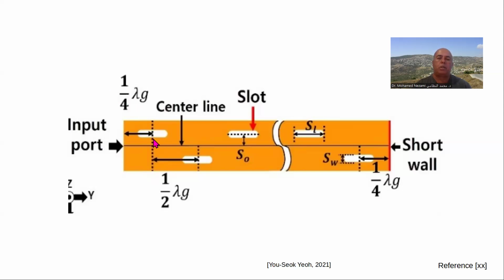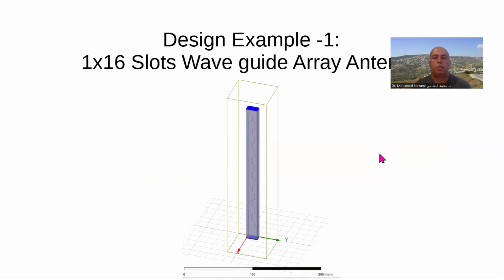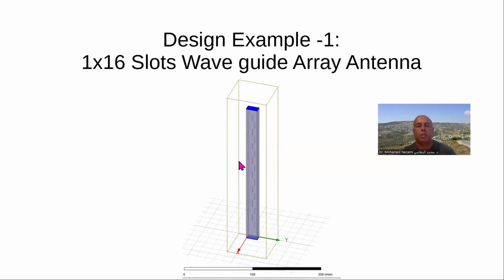And the reason we do this is the distance of 1/2 wavelength between the slots and then a quarter wavelength between the input and the center of the first one is basically to try to couple in the E field of the TE10 at these distances where it's maximum. And we went through that last time, and I do urge you to go back to part 1 and review that. So today, this is the first example. We're going to take a 1 by 16 slot waveguide antenna array, as you see here.